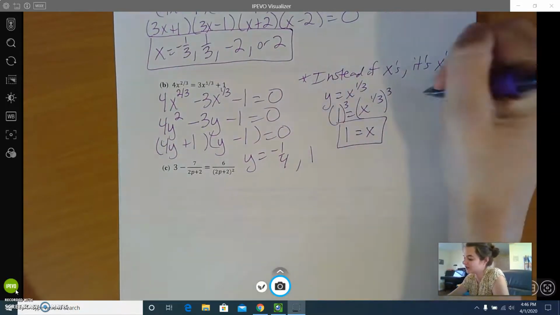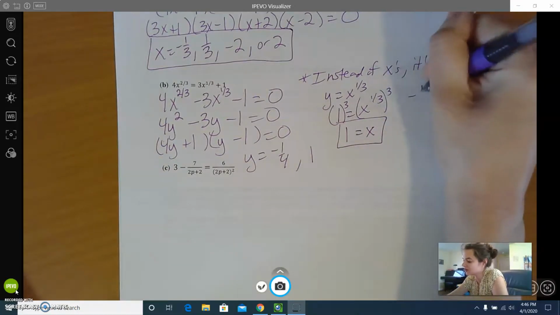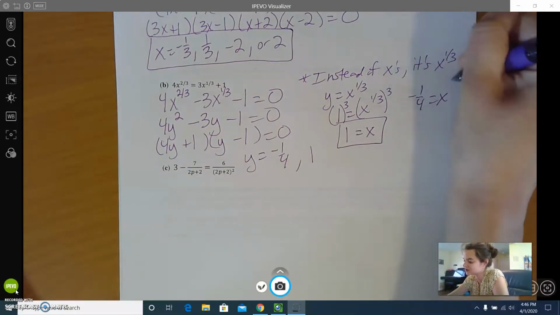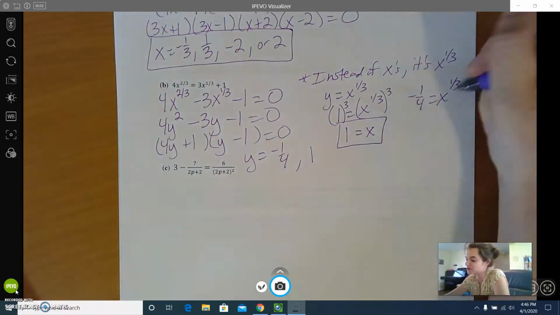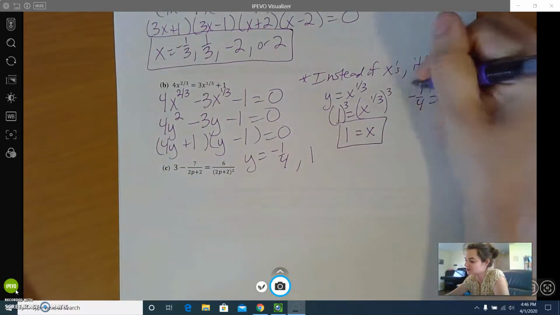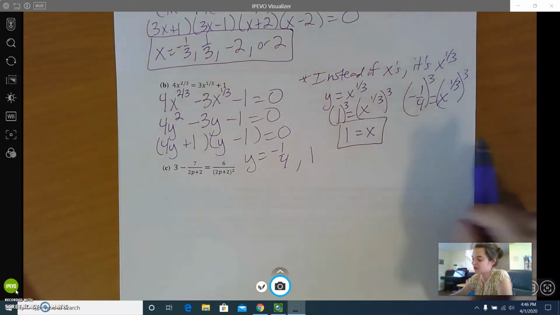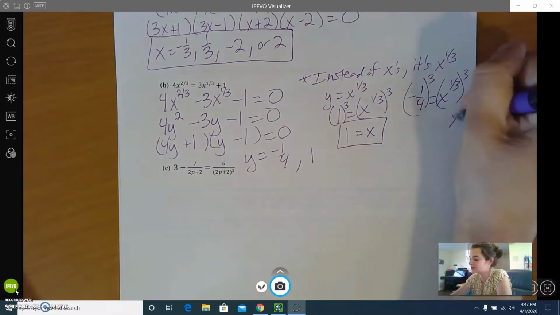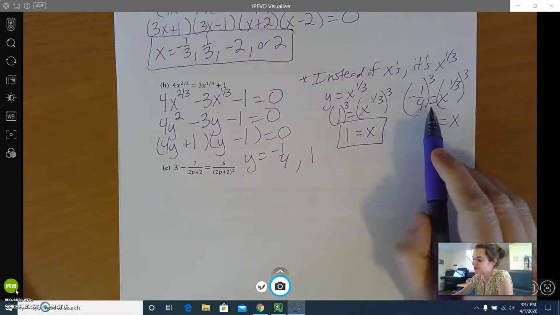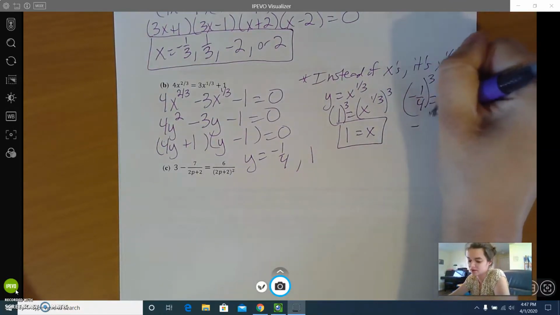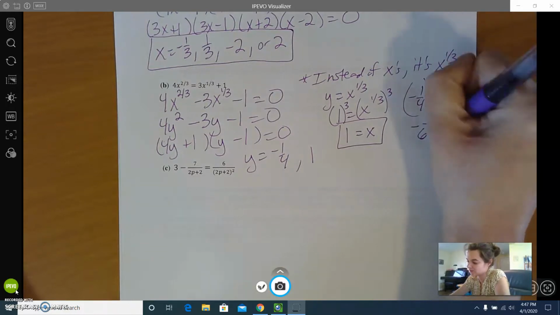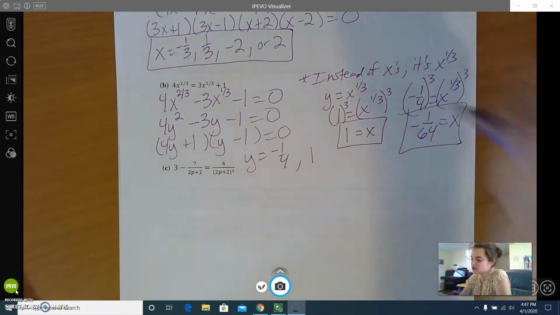With the -1/4, I'll have -1/4 equals x to the 1/3 power. We're going to do the same thing. We'll cube both sides so that we can solve for x. So I'm raising it to the 3rd power. So then we have x on the right side. -1/4 to the 3rd would be -1/64. And there's my two answers.